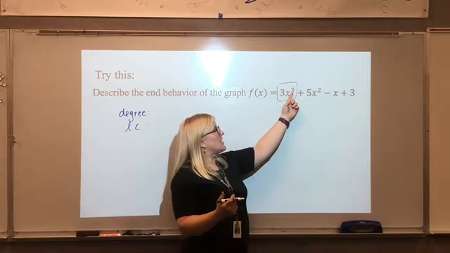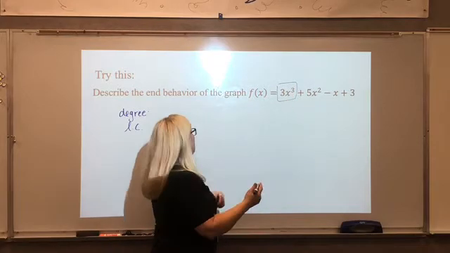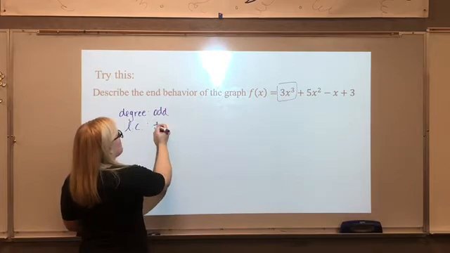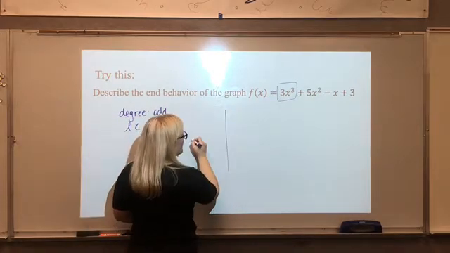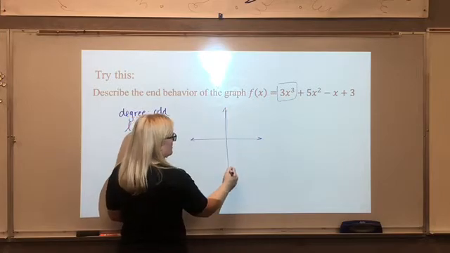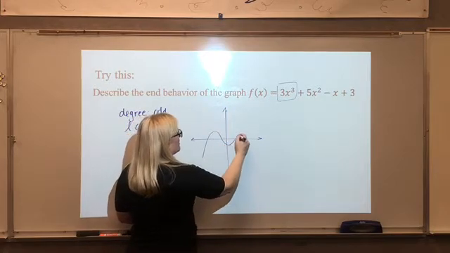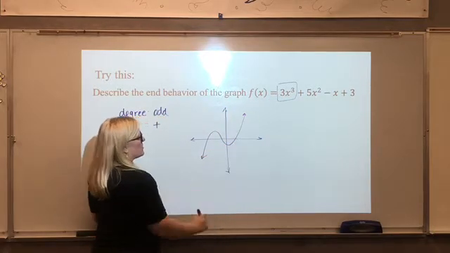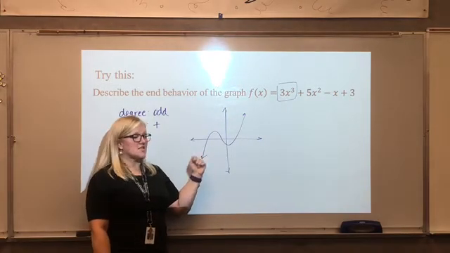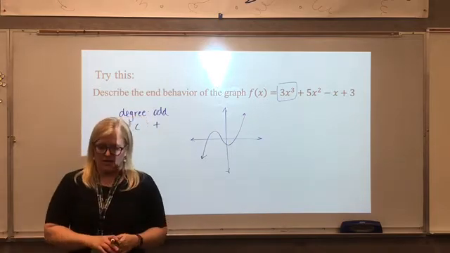So the degree is odd, and my leading coefficient is positive. So I know it's going to go in a positive direction, and it's going to look something like this, and it's cubic. So it will look something like that. All right.